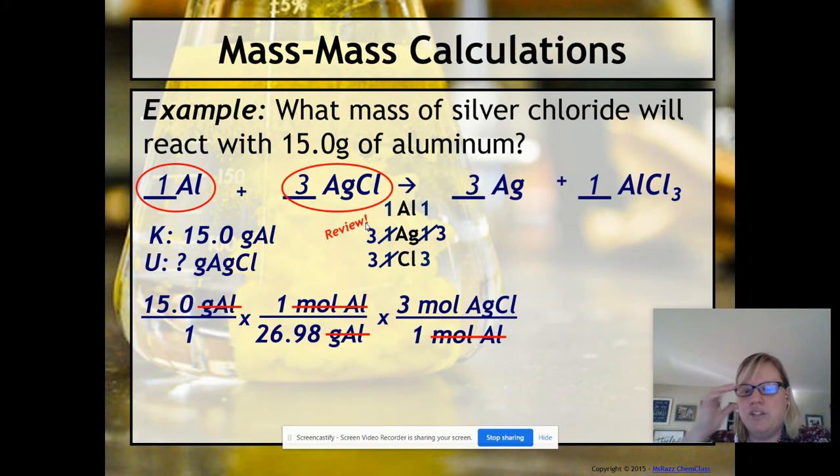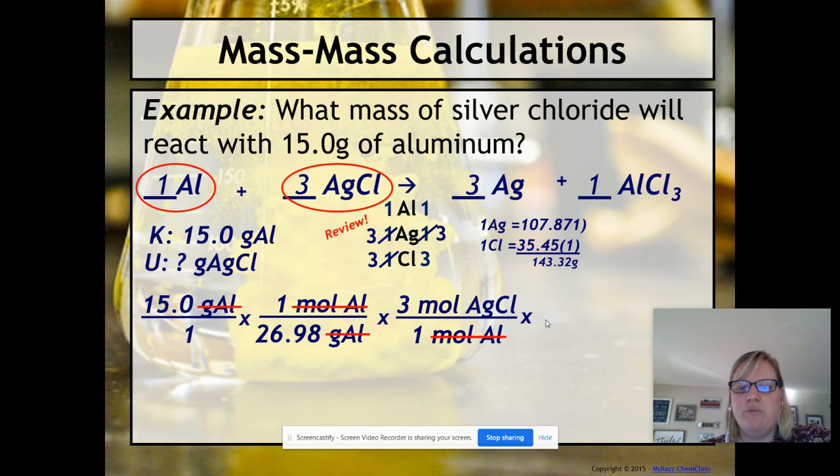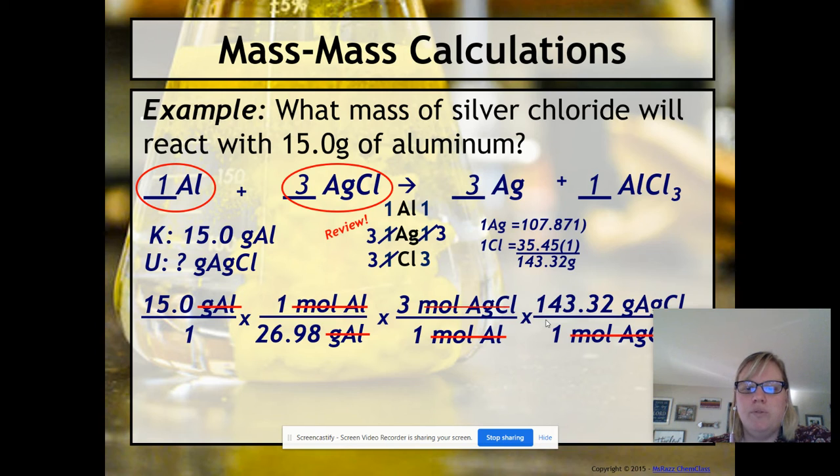Now that we have our silver chloride right here, you guys can see that, we need to turn this into grams. So we're going to have to figure out the molar mass of silver chloride and use that in order to get that into grams. So silver is 107.871, okay? Chloride is 35.45. We add that together and we have a molar mass of 143.32 grams. So we're going to use that as our conversion factor. Now we can cross off our moles of silver chloride.